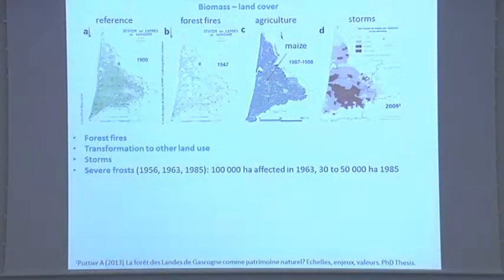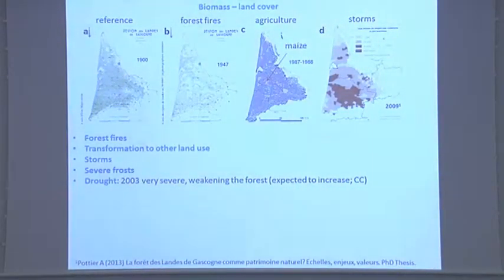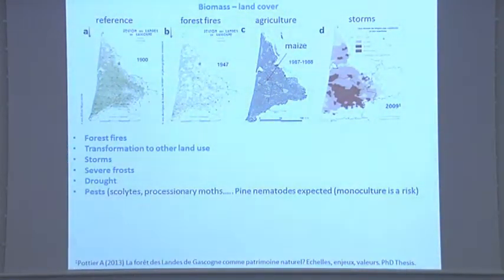There have been some frosts, has not occurred so recently, but some of the genetic origin that was used was a complete loss, so that could also affect the sustainability of the system and result in less biomass, less cover. There is drought. I just picked out one dry year, but there probably have been more before that, and it will weaken the forest and probably happens more often in the near future.